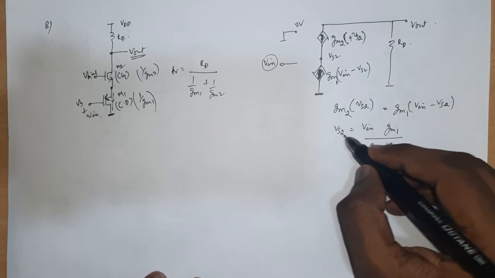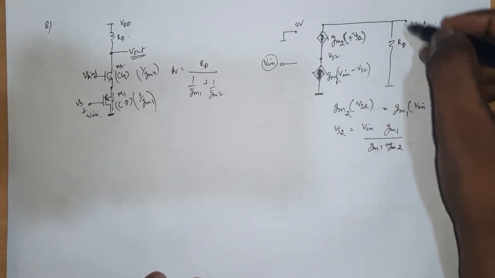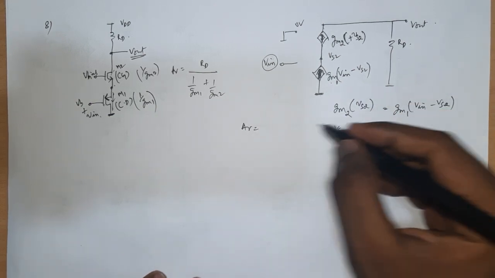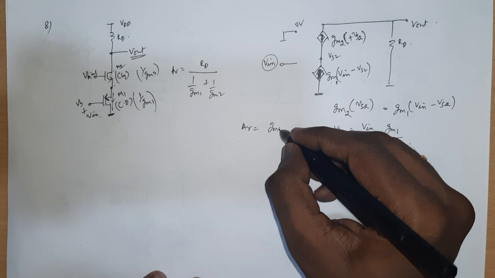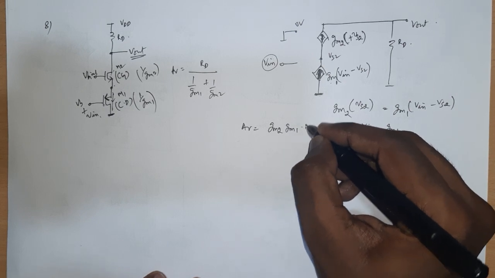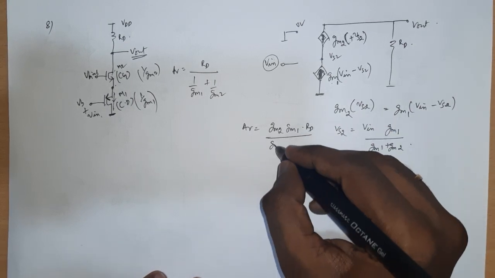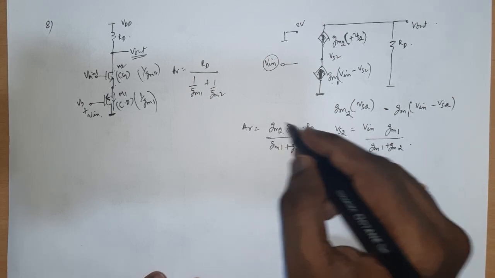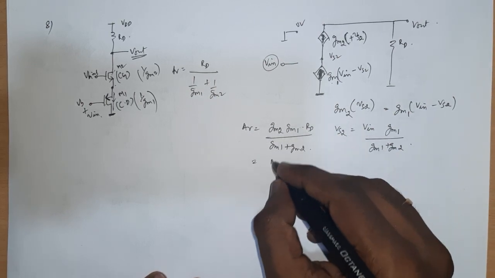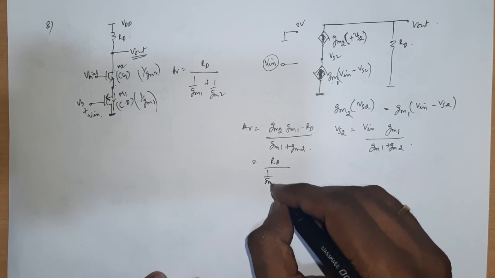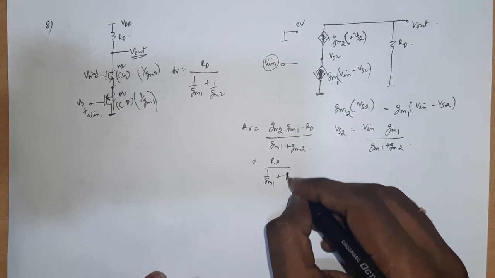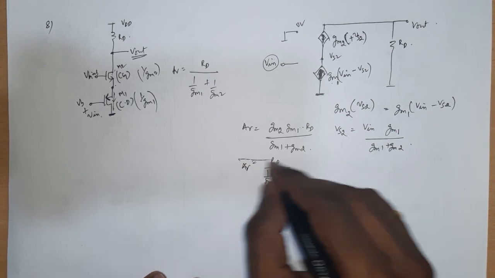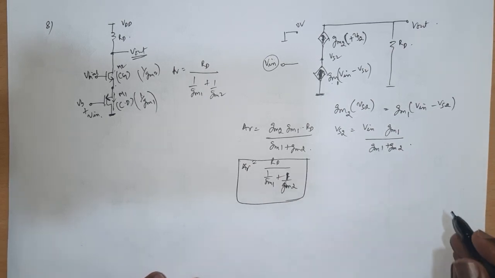So gm2 times this quantity is flowing through RD, so my Av is going to be gm2 gm1 times RD divided by gm1 plus gm2, and this parallel combination I can always write as RD divided by 1 over gm1 plus 1 over gm2. So this is what my gain will be.